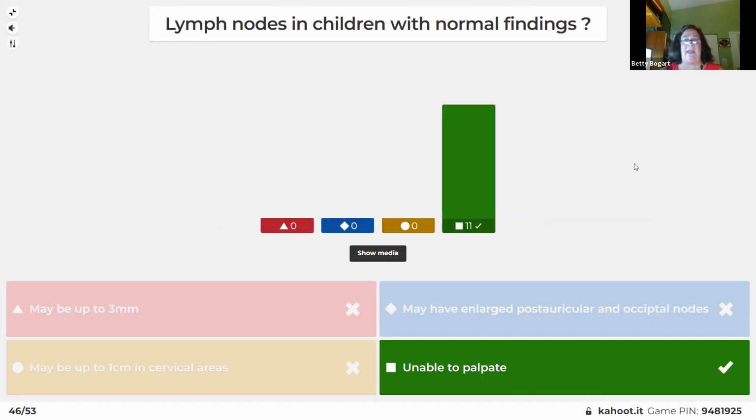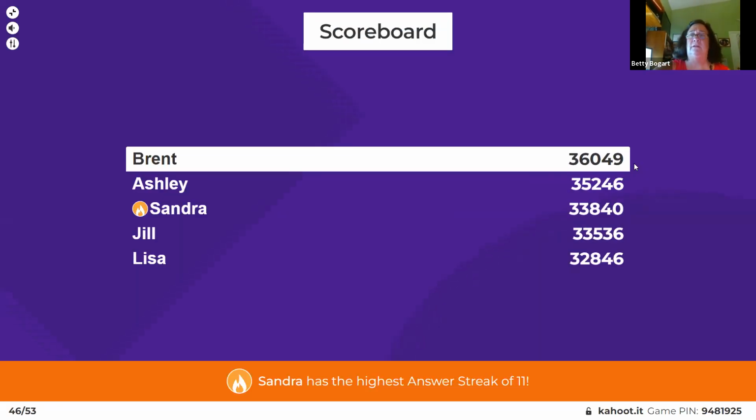And you shouldn't be able to feel them at all. When they're sick, they'll be enlarged.